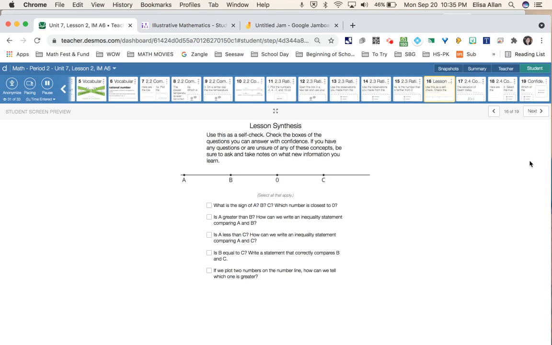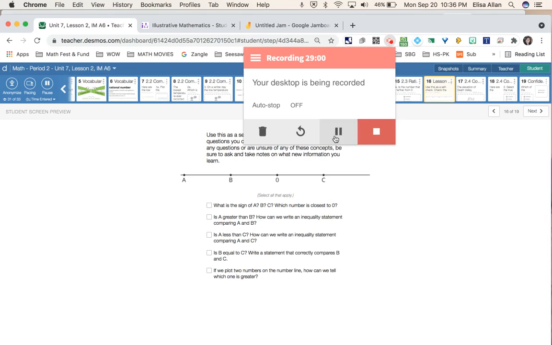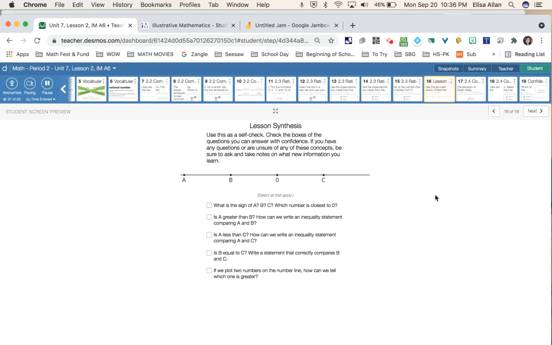All right, we are down to the last few things. Take a look at our lesson here. I really want you to see whether or not you can use these as a self-check for yourself. Basically, check the boxes of the questions that you can answer with confidence. And if you do have questions, make sure you write them down, so that when you have the opportunity to, you can ask these questions and hopefully understand it even better than your current understanding is right now.